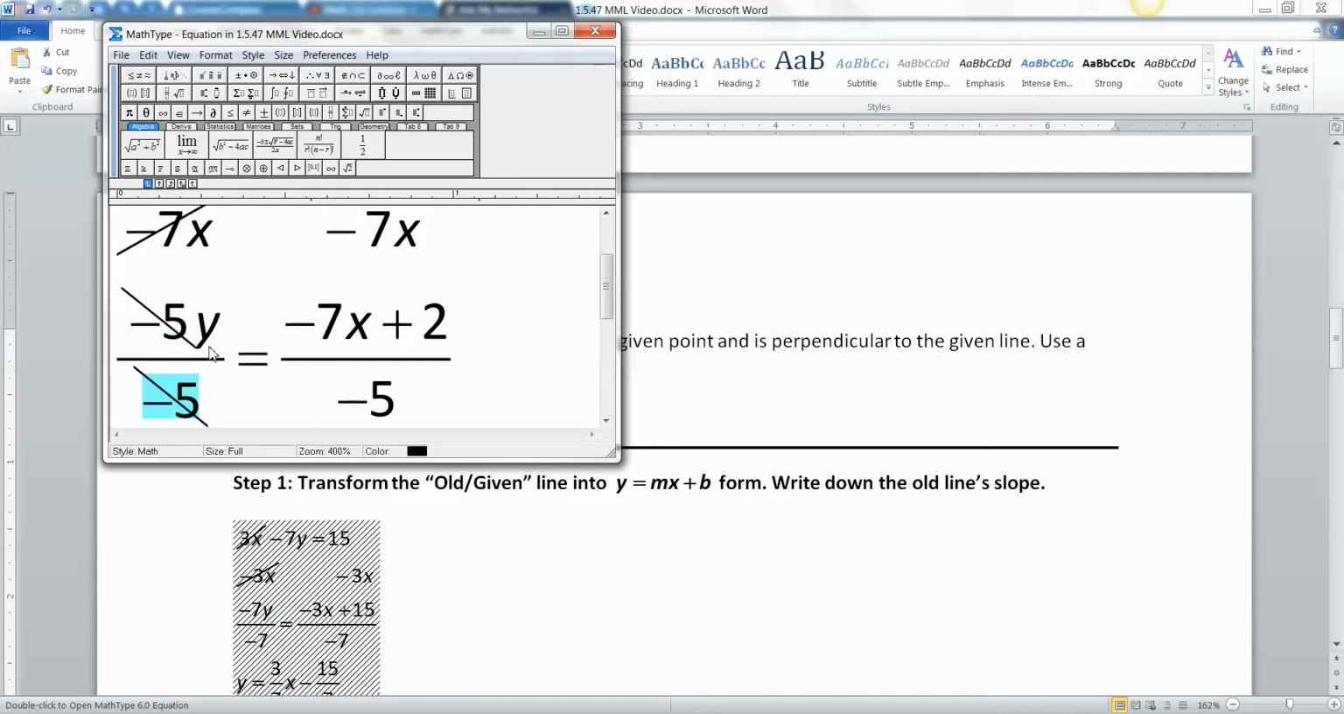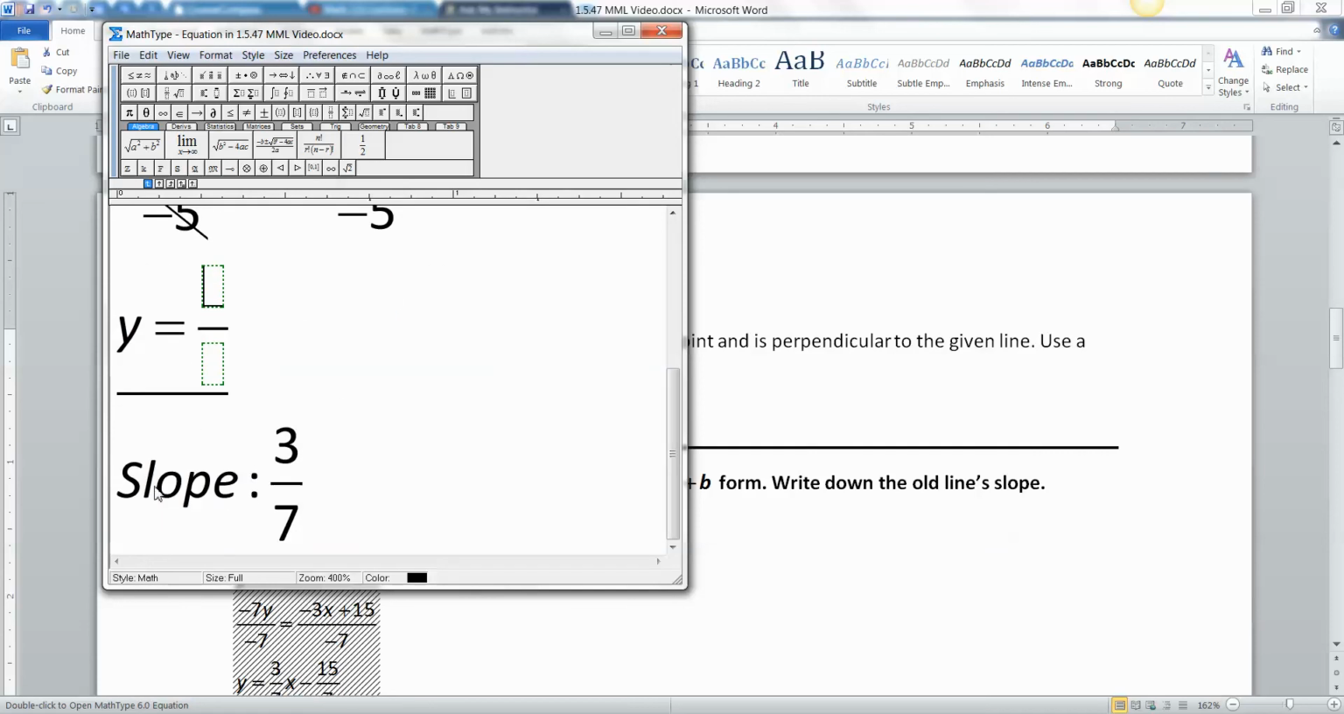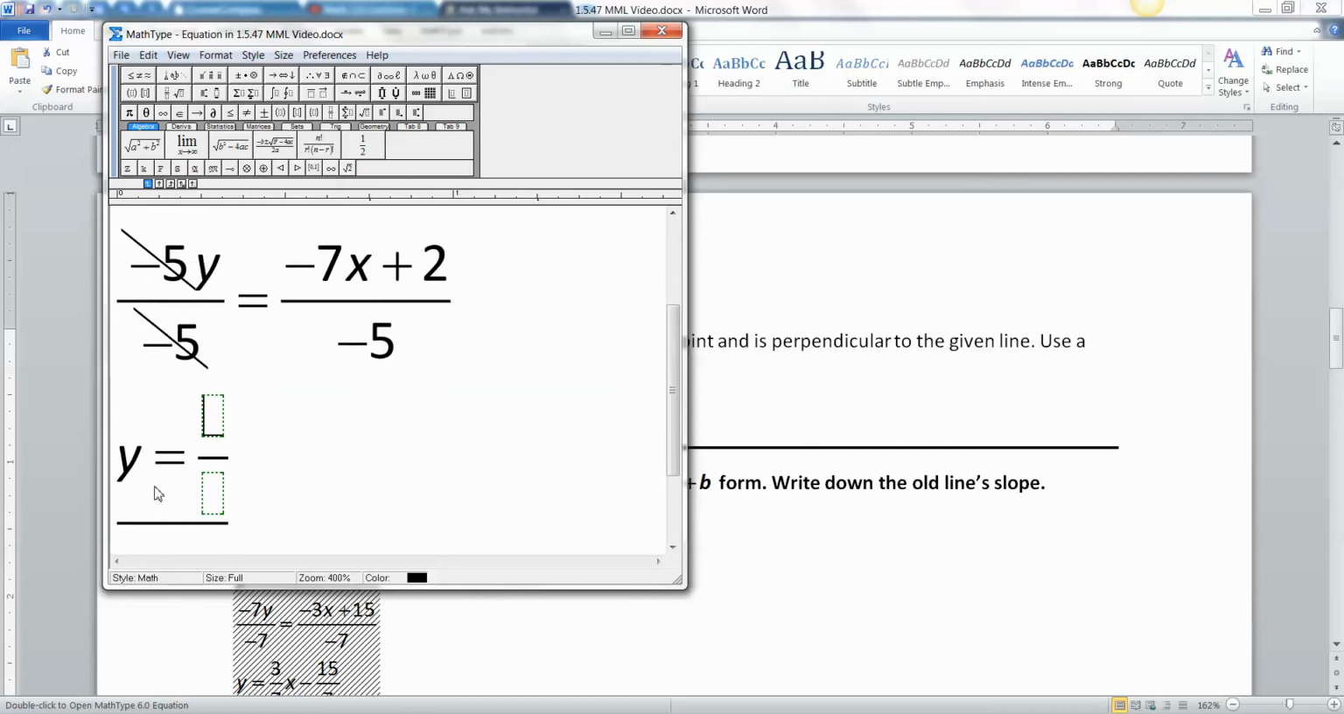So -5 over -5 makes 1y. So we're going to have 1y on the left equals, and then we have to figure out what it is on the right. -7 over -5 makes positive 7/5, because when you have both of them being negative, that turns positive. So it's positive 7/5 x minus 2 over 5.